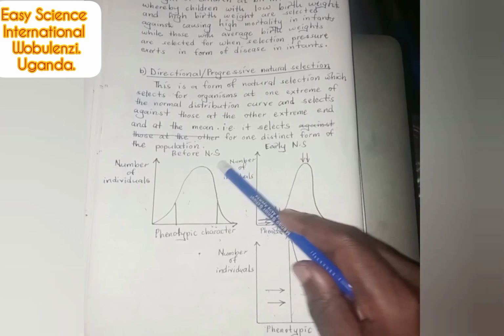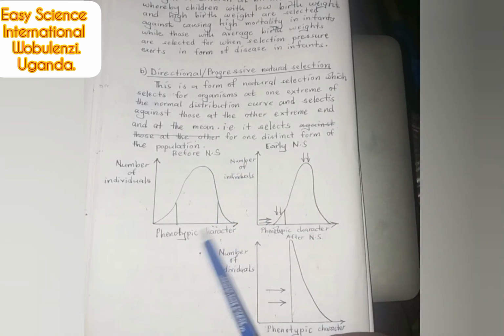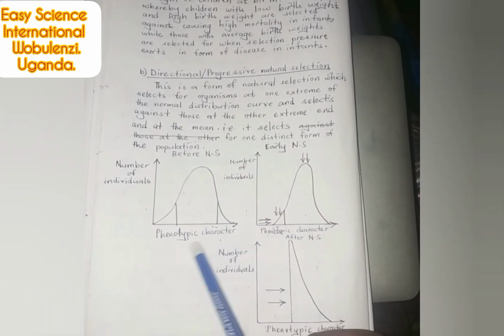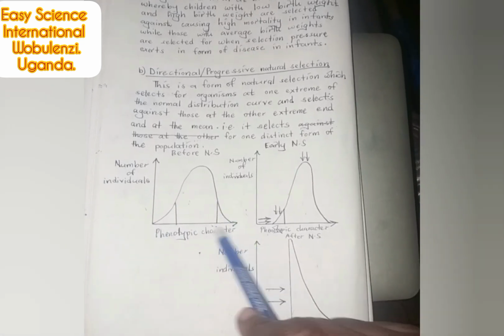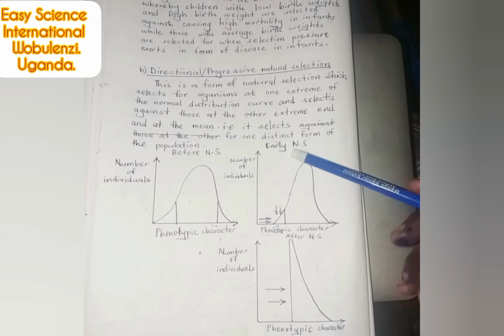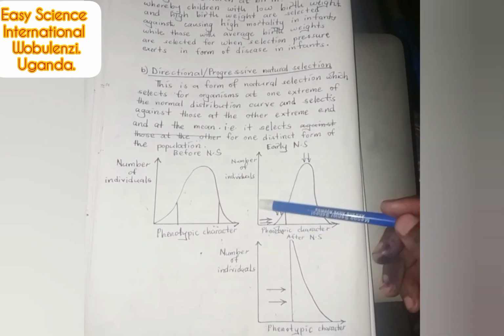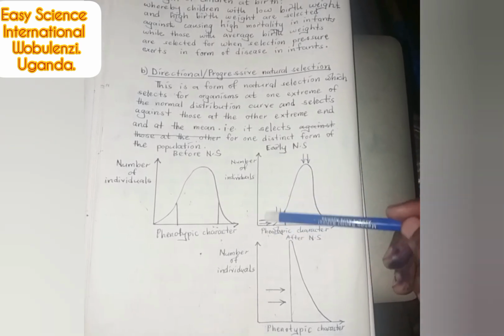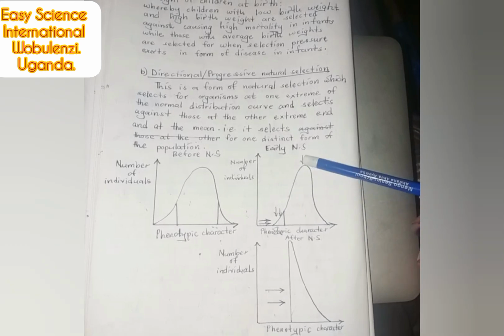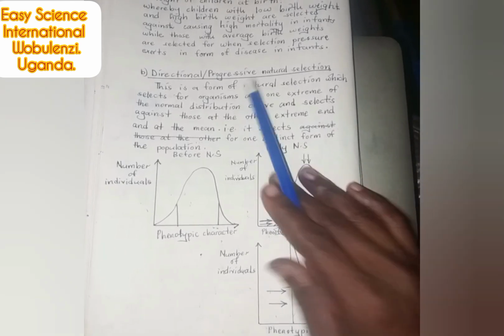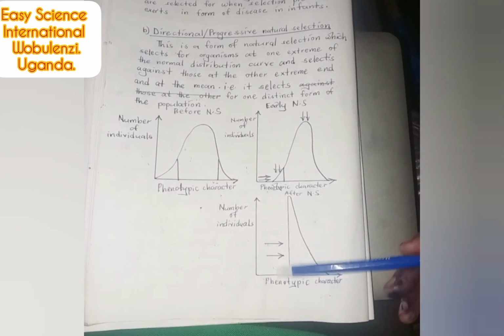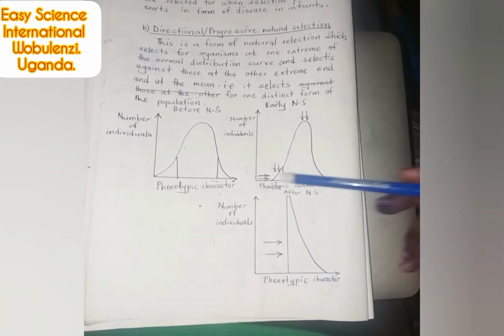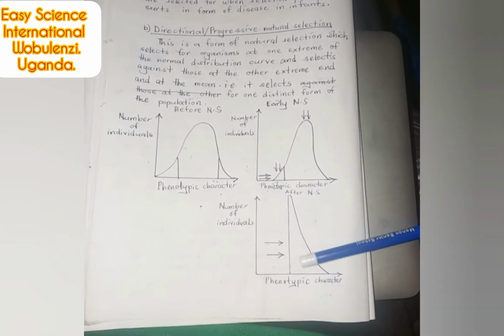So when you look at this, before natural selection sets in, we have the phenotypic extent as the independent variable, and then the number of individuals as the dependent variable. We have a normal distribution curve. Then in early natural selection, when it has started, we are exerting pressure at one extreme and at the mean. Then after natural selection has taken place, we've wiped away one extreme and organisms at the mean. So we are remaining with one part of that population.